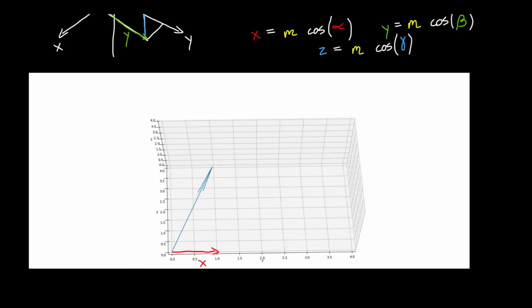It's easy to see in this rotated view that the cosine of alpha is equal to x divided by m. When we multiply by m on both sides, we see that x is equal to m times the cosine of alpha. The y and z equations are very similar, with y equal to m times the cosine of beta and z equal to m times the cosine of gamma. These 3 equations are all we need to go from the magnitude and angles form to ijk.